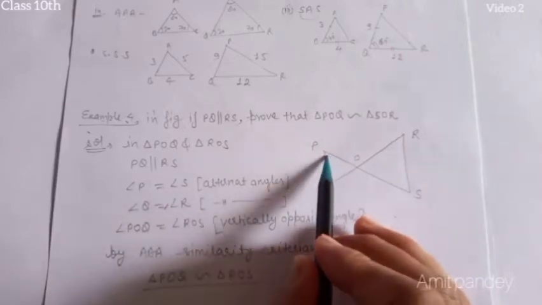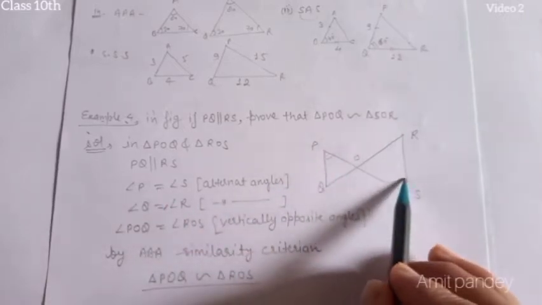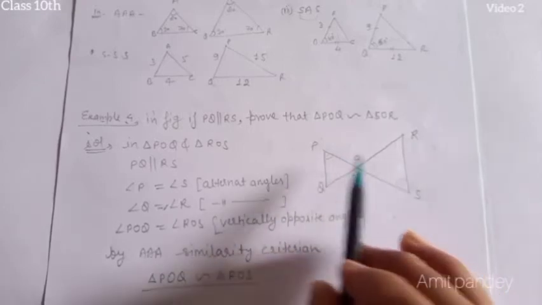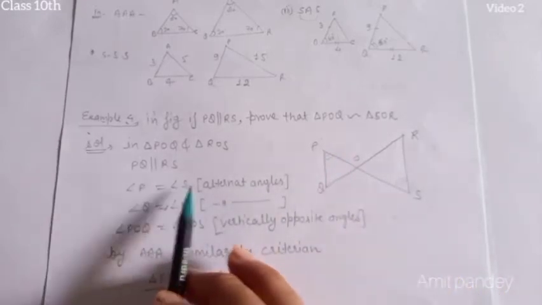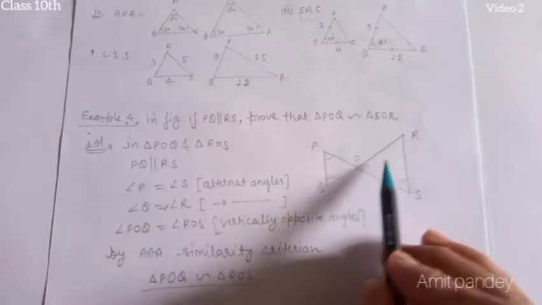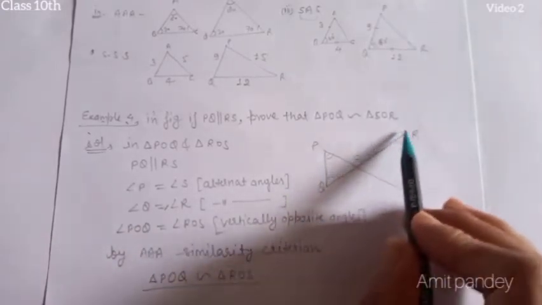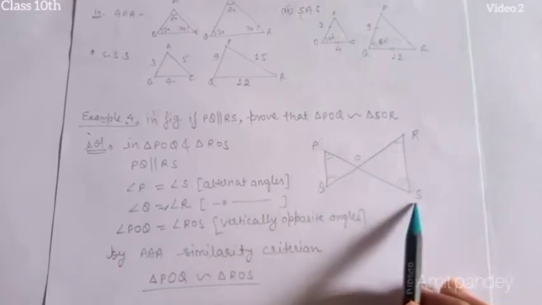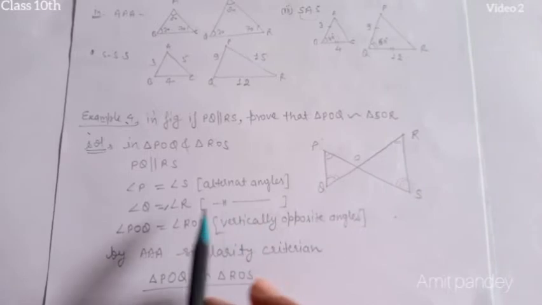So you know that angle P is equal to angle S, alternate interior angles. So angle P is equal to angle S, and this angle is equal to this one, as PR is a transversal and PQ and RS are parallel to each other. So angle Q is equal to angle R.